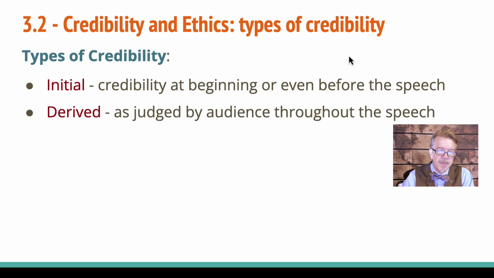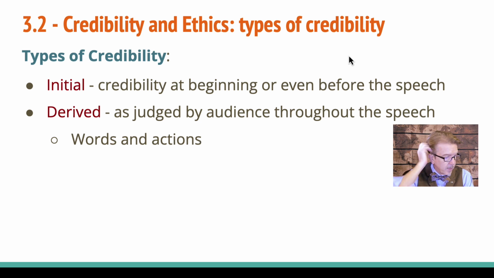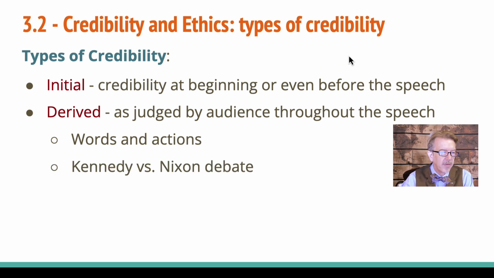Derived is as judged by the audience throughout the speech. And again, as we said earlier, that might go up and down. Okay, that's our words that we're using and our actions. Are we smoothly transitioning? Are we using gestures? Are we pacing around and seeming nervous? So that would be like a negative kind of thing. Are we doing breakers like constantly pushing our hair back? So things to think about. We'll talk about that more with delivery.